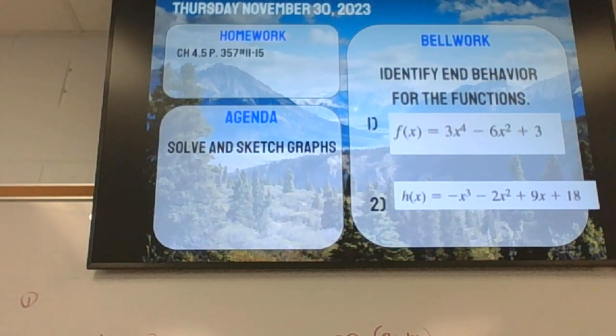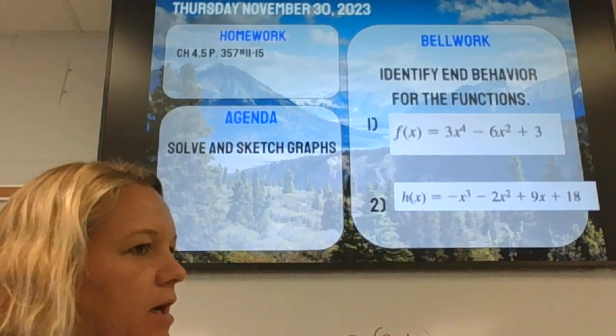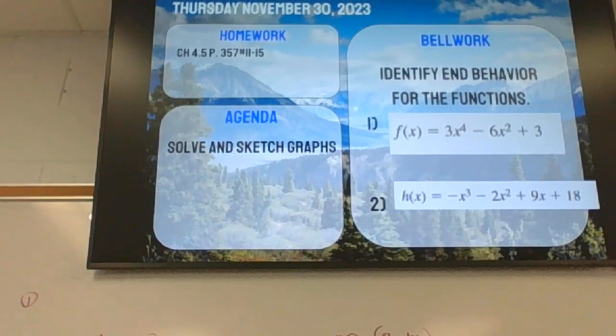Okay, so I have to picture the graph based on the degree. What's the degree of number 1? 4. What's the leading coefficient? 3. So this is an even positive graph. So even positive means that both arrows are pointing up.